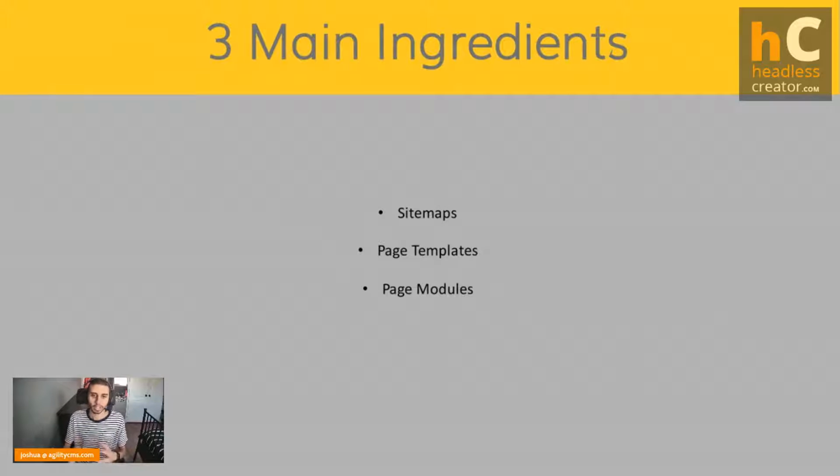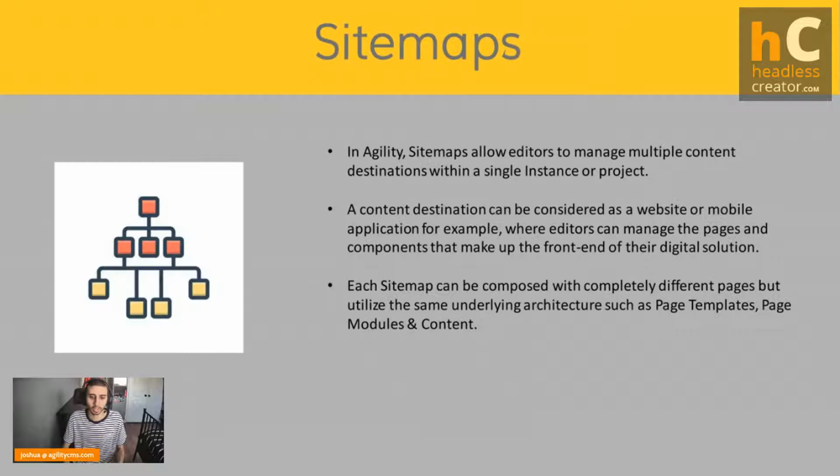So there are three main ingredients when creating component-driven pages in Agility. You have your sitemaps, your page templates, as well as your page modules. And we're going to dive into each one of these ingredients a bit further. So the first one we have up is sitemaps.